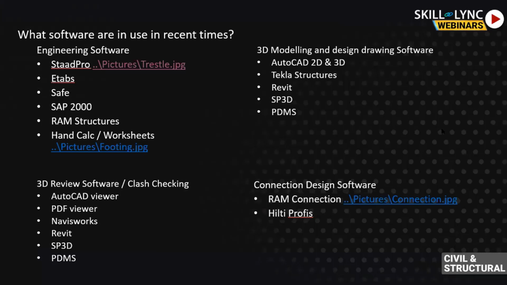SAP2000 is also another software which is basically similar to ETABS but has a lot of application for dynamic analysis on equipment foundations, and it could be used for structure design as well. Then there's RAM Structures, which is a very recent software from Bentley. Bentley also produces STAAD.Pro. And then you have your own hand calcs and worksheets, which have always helped us along the way.